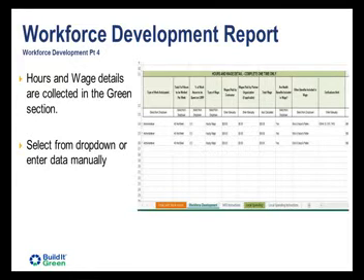Okay, so going back to what the report looks like, if you scroll over to the right, you'll see the green section of the report in the same workforce development tab. In this green section of the report, you'll fill out the hours and wage details, and you only have to complete this section for each employee one time. There are certain sections where you'll click on the cell and choose from a drop-down menu, and other sections you'll enter in the data manually.